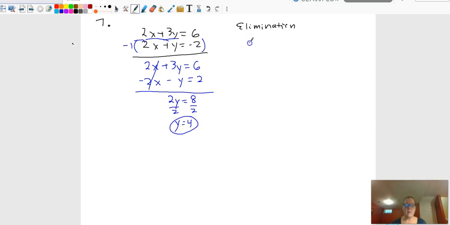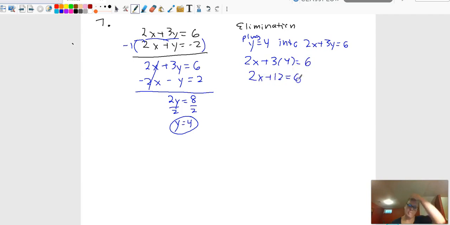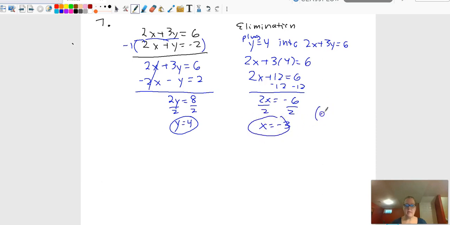Then go back to one of your original equations, it does not matter, and plug y equals 4 into 2x plus 3y equals 6. So 2x plus 3 times 4 is 6. When we subtract our 12 from each side, we get 2x equals -6. Divide by 2, and x is equal to -3. So (-3,4) is the solution.